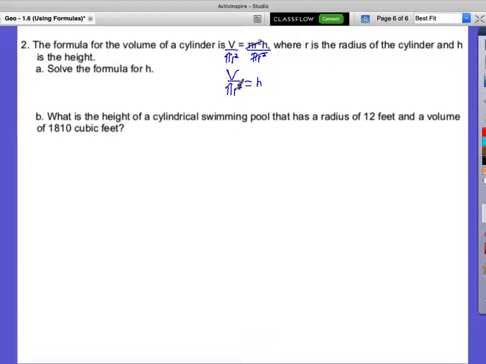Was that as scary as we thought it might be? No, it looks a little more intimidating than it is, right? That's meant to be that way. That's why I put it in here. So it looks intimidating, but it's really not.